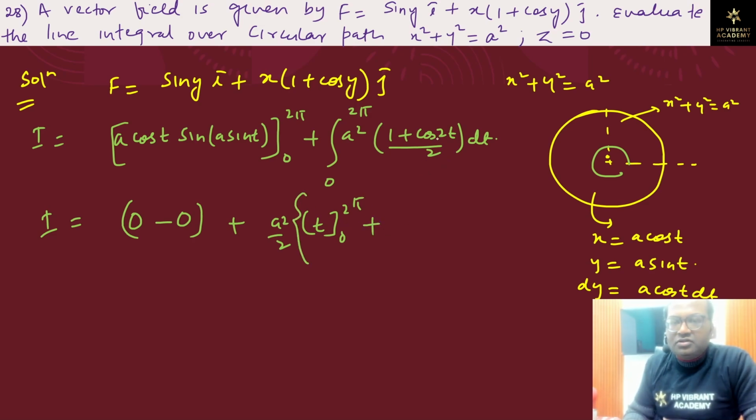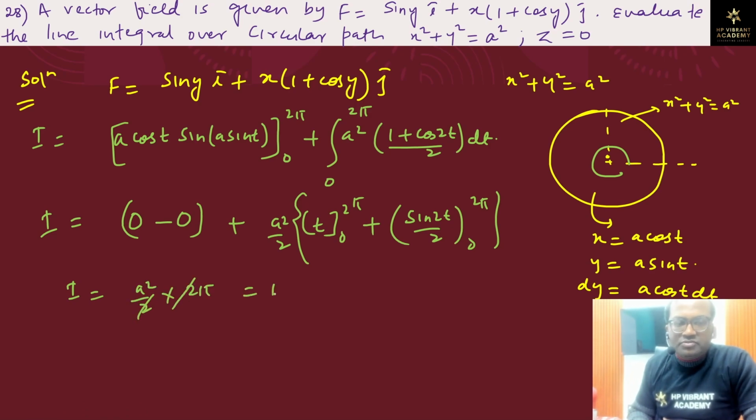plus integral of cos 2t is sine 2t upon 2, and limit is 0 and 2 pi. So sine of 4 pi, 4 pi is 0 and sine of 0 is 0. So I is equal to a square by 2 into 2 pi. So this is pi a square is the answer.